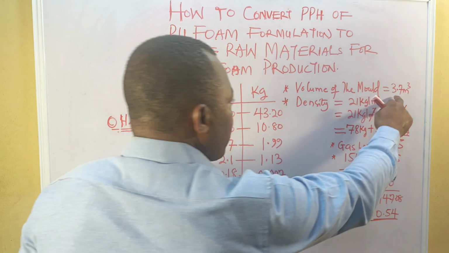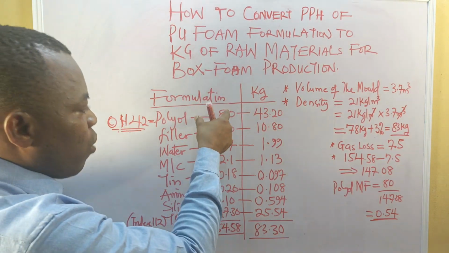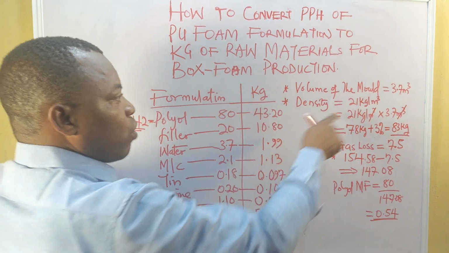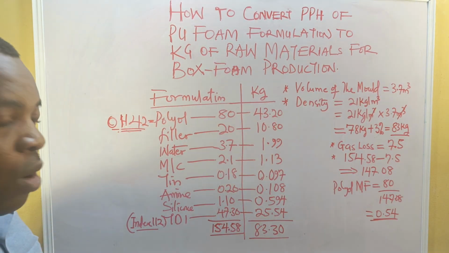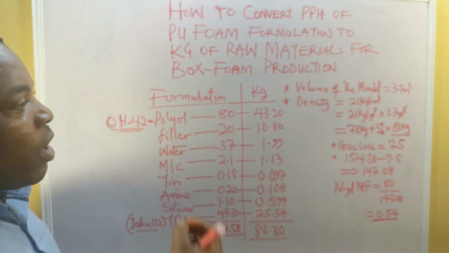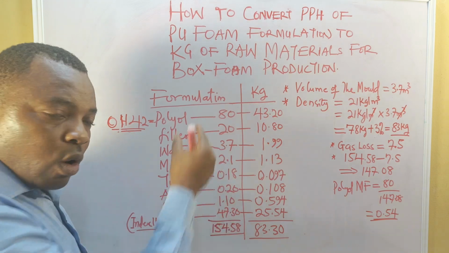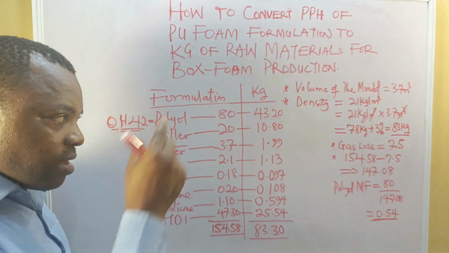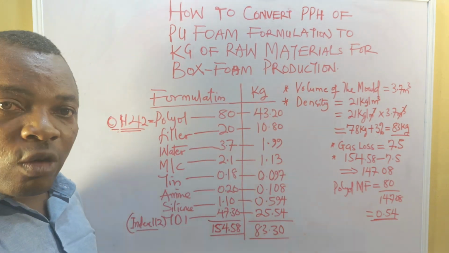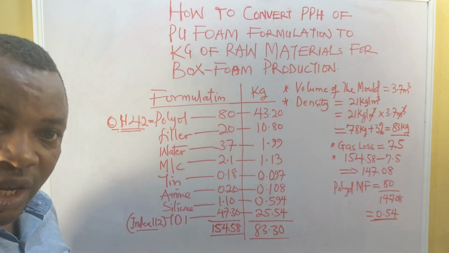So once the mold volume increases, the amount of kg will increase, but your formulation in pph remains fixed. The kg will increase in respect to what? The mold volume, provided that the density is the same. But if the density changes, the formulation in parts per 100 will also change. But if the density is the same and the mold volume changes, only the kg of the formulation raw materials will change.